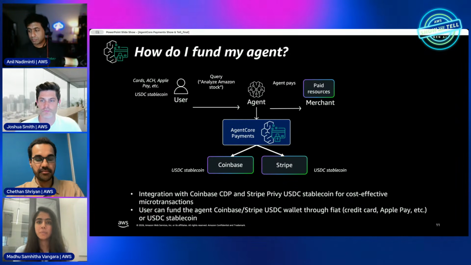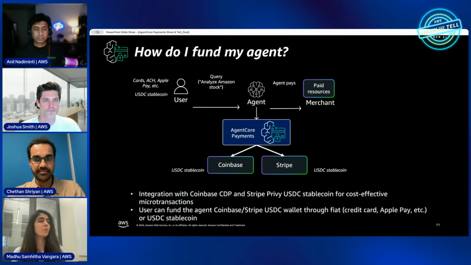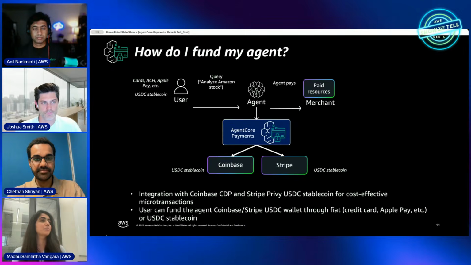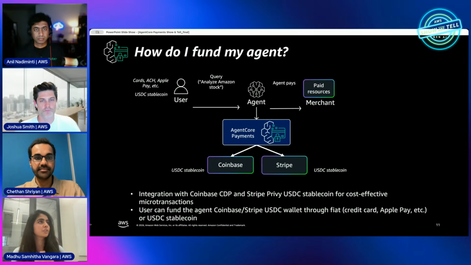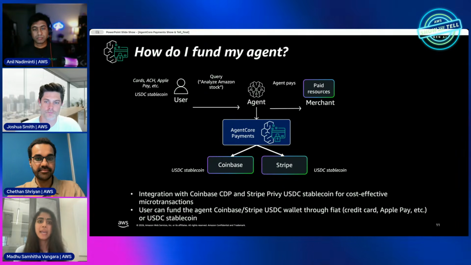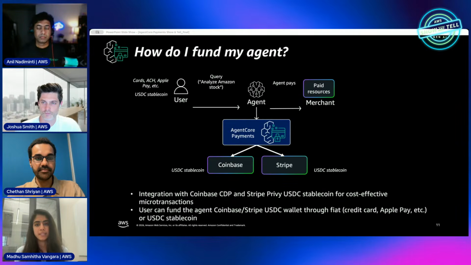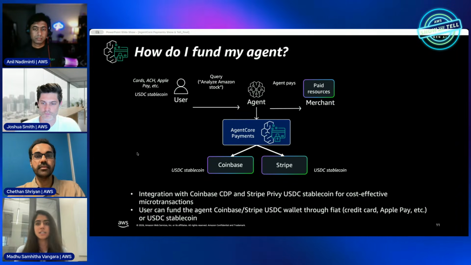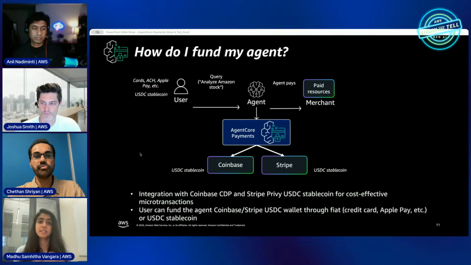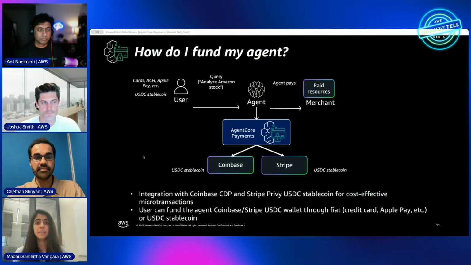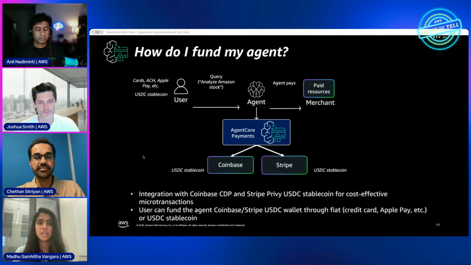So with AgentCore payments and the wider AgentCore, what we are building is a comprehensive suite of platform services that offer purpose-built infrastructure for agentic workloads at scale. AgentCore payments was built to address these developer complexities to provide instant payments to paid external resources. This could be APIs, tools, etc., with stablecoin support for cost-effective microtransactions. Microtransactions are sub-cent transactions that make this whole ecosystem economically viable.